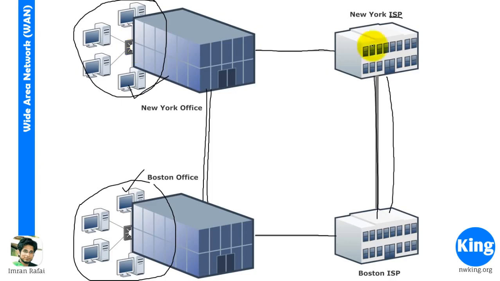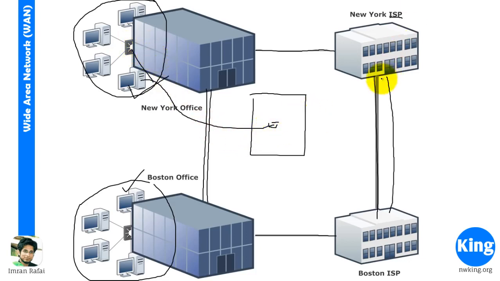Now, how do you connect from your local area network to the ISP? Well, in a normal situation, you get a jack on the wall. You might have a small jack on the wall, and you just connect your LAN to the jack. So from the switch or the router of your company, you connect it to the jack.